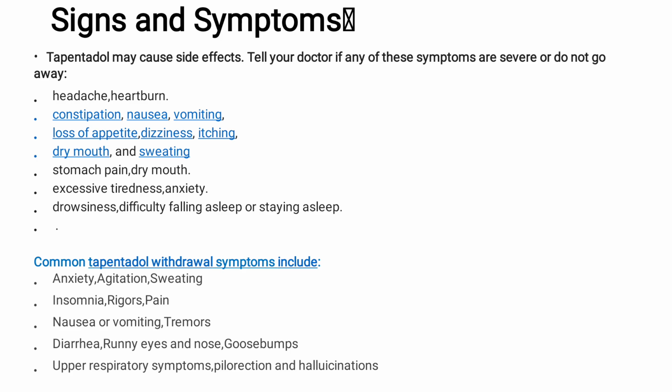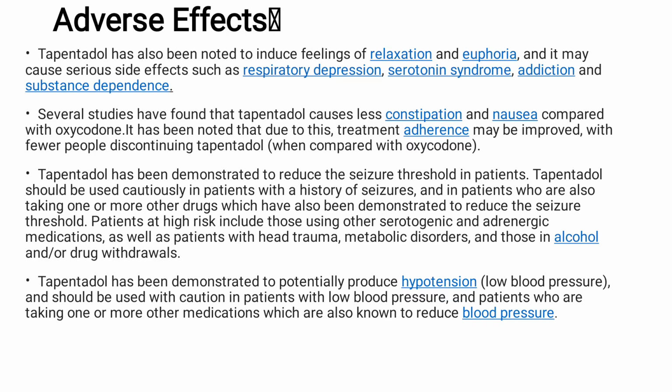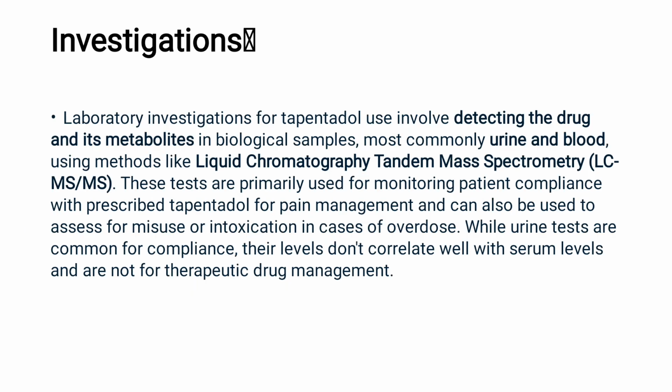Signs and symptoms of tapentadol use include headache, constipation, loss of appetite, dry mouth, which are the usual side effects even in therapeutic doses. Common tapentadol withdrawal symptoms include anxiety, agitation, sweating, insomnia, rigors, pain, nausea and vomiting, tremors, diarrhea, running eyes, among others. Adverse side effects include feelings of relaxation and euphoria, respiratory depression, addiction, and substance dependence.